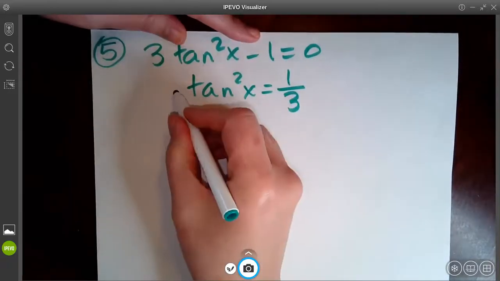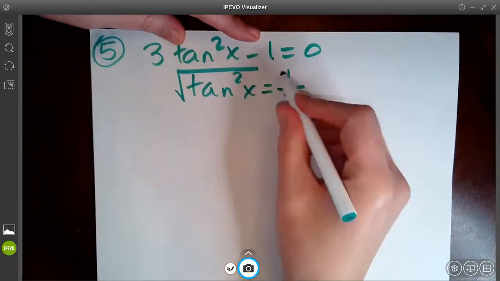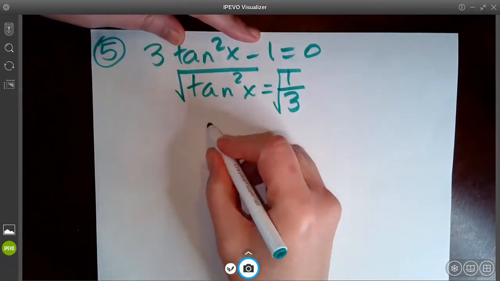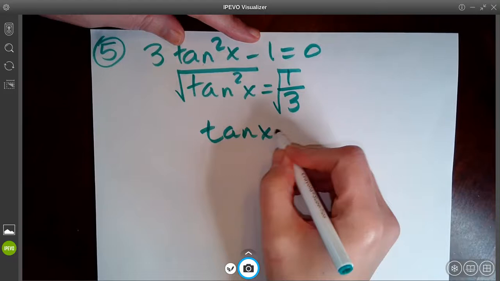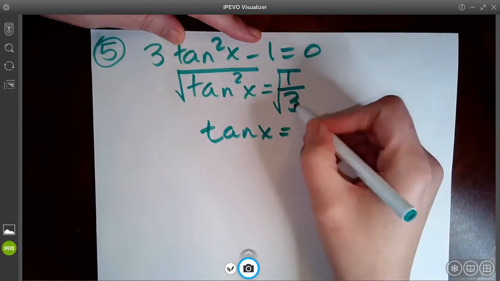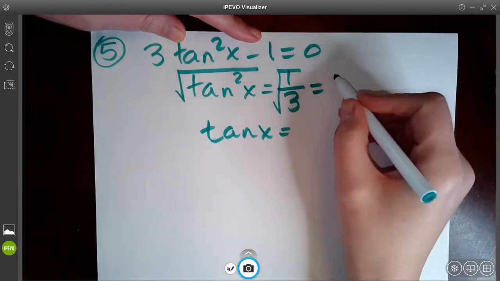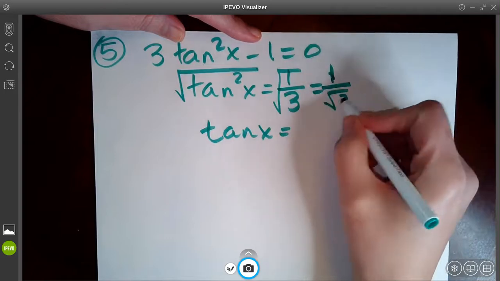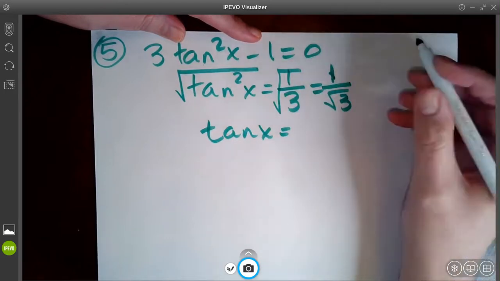So the opposite of squaring something is square rooting. So I'm going to square root both sides. So the square root of tan squared is tan x equals, now remember when we square root a fraction, we square root the top. So the square root of 1 is 1, and square root the 3 on the bottom, which we can't do anything with that. So we're leaving it as a square root of 3.